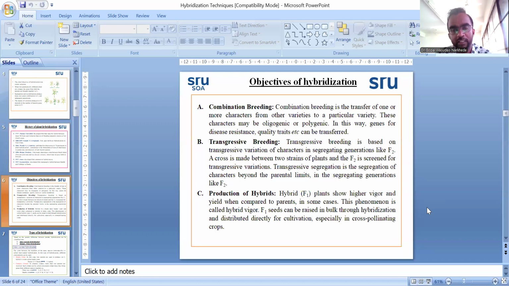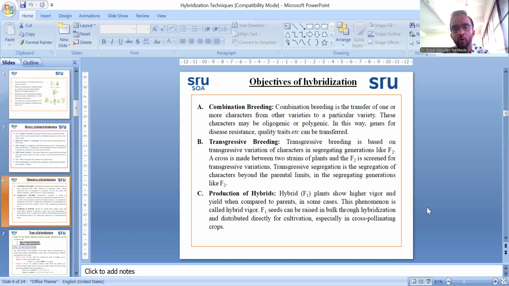Now, what are the objectives of hybridization? We have seen the chief objective of hybridization is to create an ample amount of variation in the breeding population of a specific crop. So what are the different objectives? First and foremost is combination breeding. As the name itself indicates, combination breeding is the transfer of one or more characters from other varieties to a particular variety.